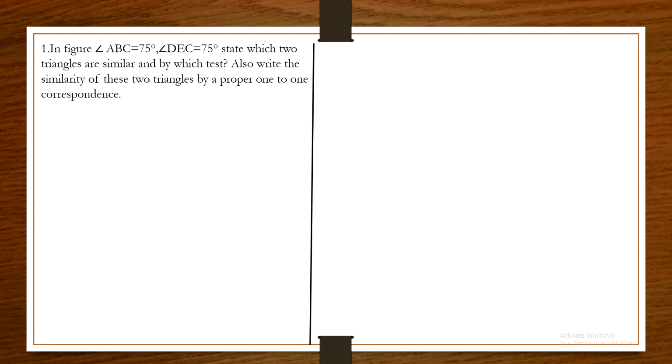Now let's take one example based on these properties. In the figure ABC, what is given? Angle B is 75 degrees, angle E is 75 degrees, and we have to test which two triangles are similar, by which test and by which correspondence. Take the correspondence as ABC 1-1 correspondence with DEC.